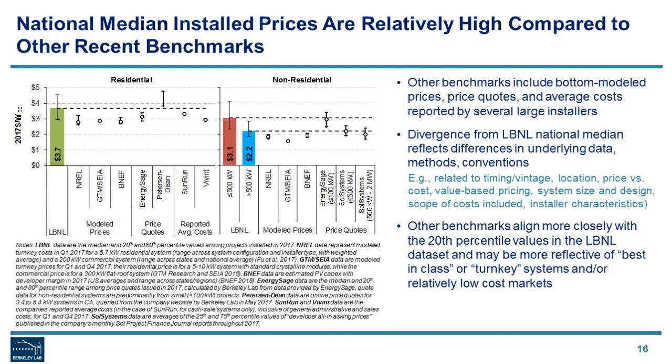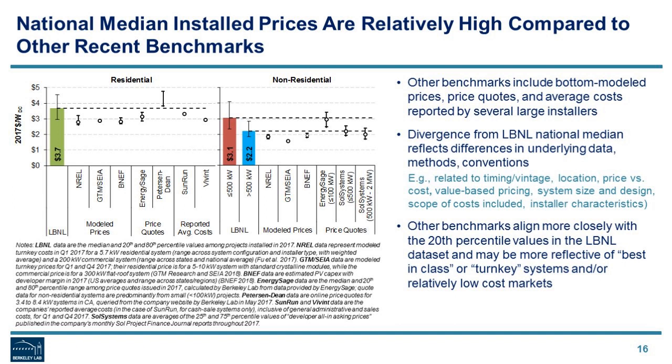So we've talked so far about the temporal trends in installed prices, but we haven't said much about what those prices are in absolute terms. And here we identify the specific national median prices for systems installed in 2017. Those are shown by the colored bars here. So $3.70 a watt for residential systems, $3.10 for small non-residential, and $2.20 for large non-residential.